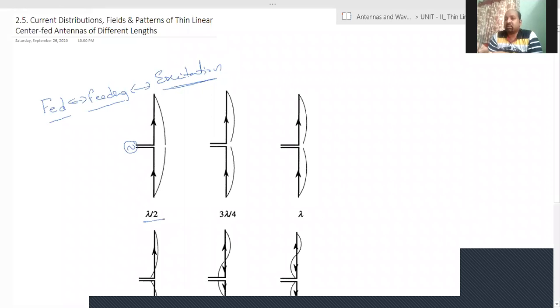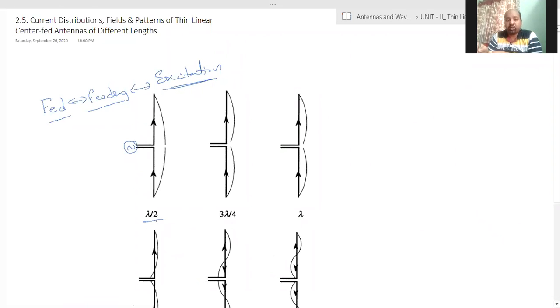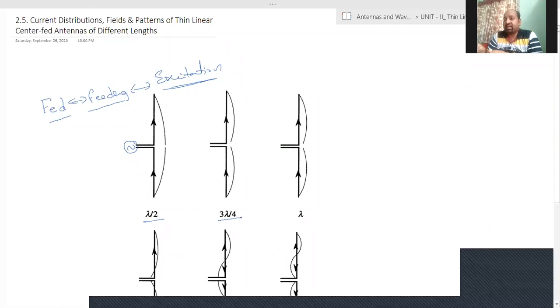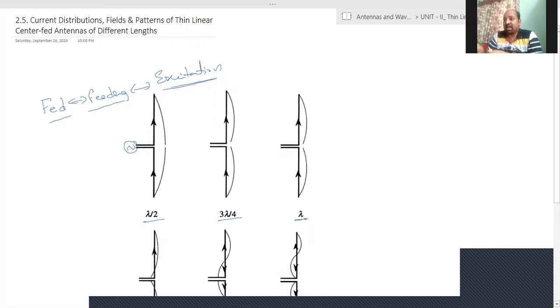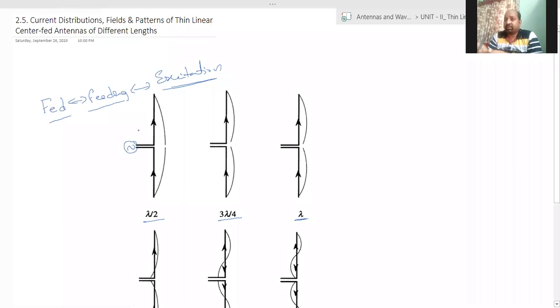The first one has a length of lambda by 2, that is a half wave dipole. The second one is 3 lambda by 4, and the third one is lambda, a wavelength. This is the current distribution. The current distribution over the length of a dipole is sinusoidal.